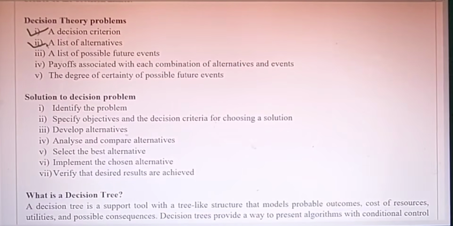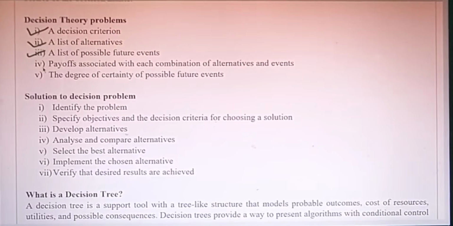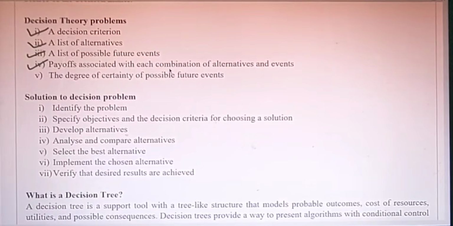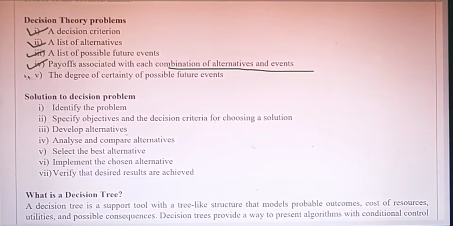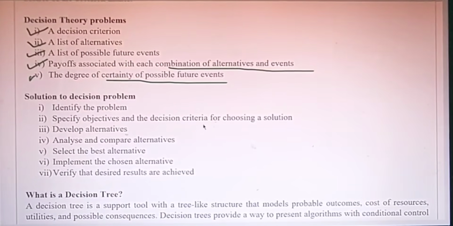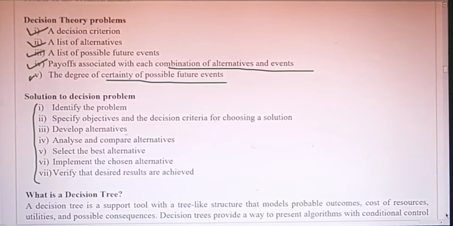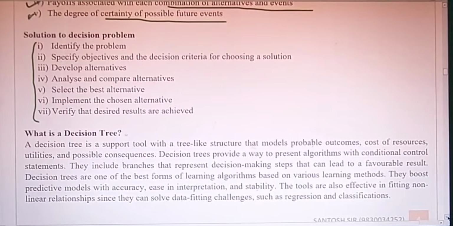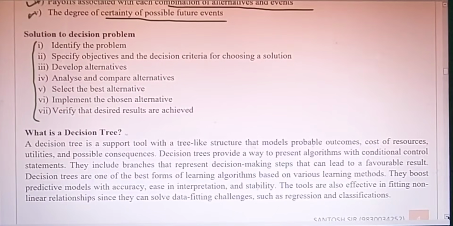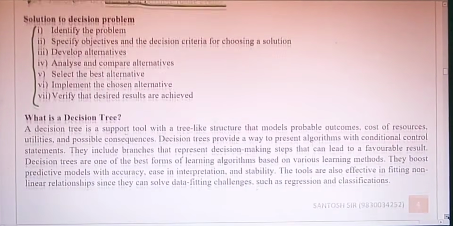Then what is the list of alternatives we have, then a list of possible future events that are going to take place, it's a probable one. And fourthly, payoffs associated with each combination of alternatives and events. And fifthly, the degree of certainty of future events. So all these issues can be solved in this way. Actually it is not a part of your question, but still I have written it there, you might get this question because a question from this chapter definitely comes, it's a very important chapter.